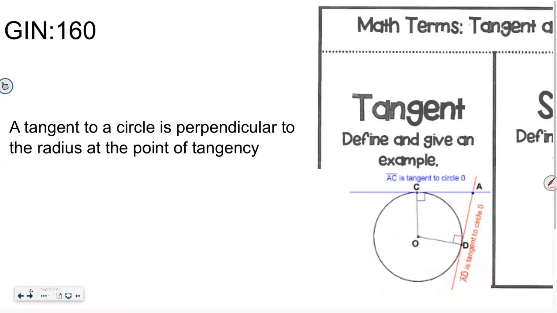All right, so on page 161, under the first flap, this says tangent. It says define and give an example. So I drew a picture here of a circle and a line that's tangent to a circle. The reason why this line is tangent to the circle is because it touches the circle in exactly one place. It only intersects the circle right on the edge. So a tangent to a circle is perpendicular to the radius at the point of tangency. So also when the radius connects to that point of tangency, it's always going to make a right angle. So that is tangent.